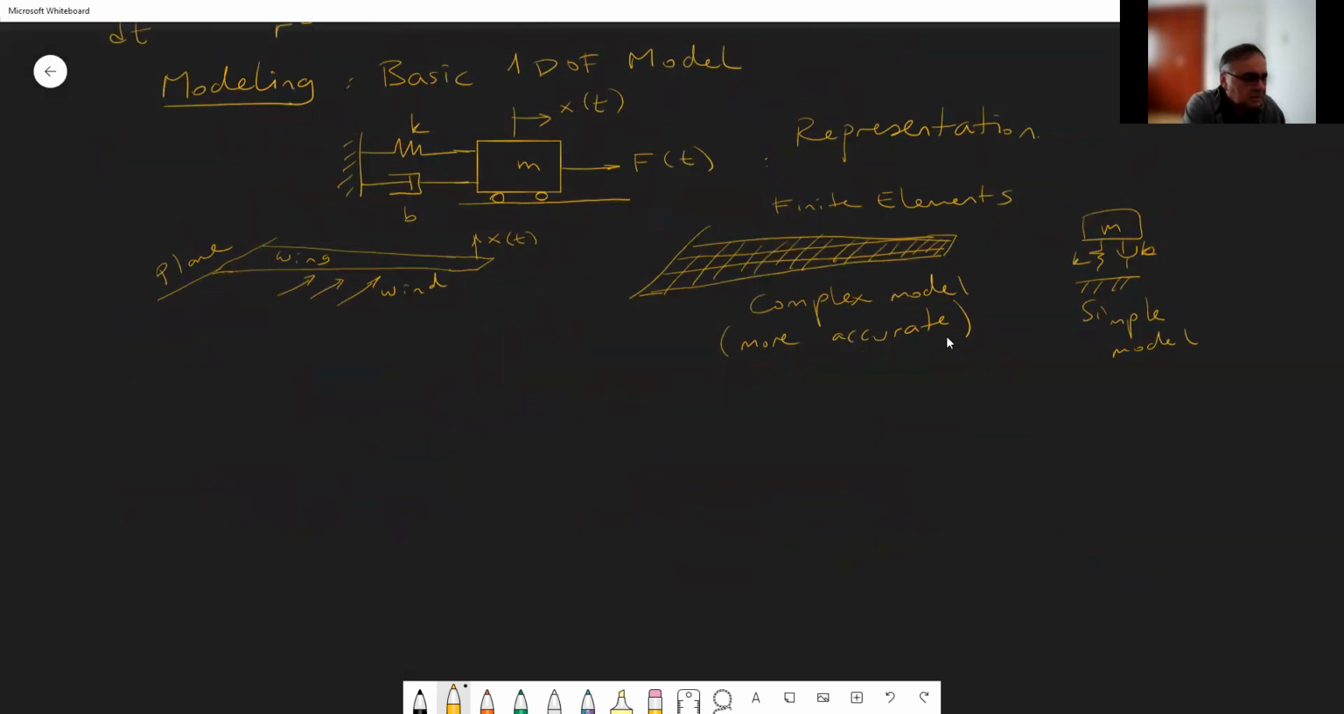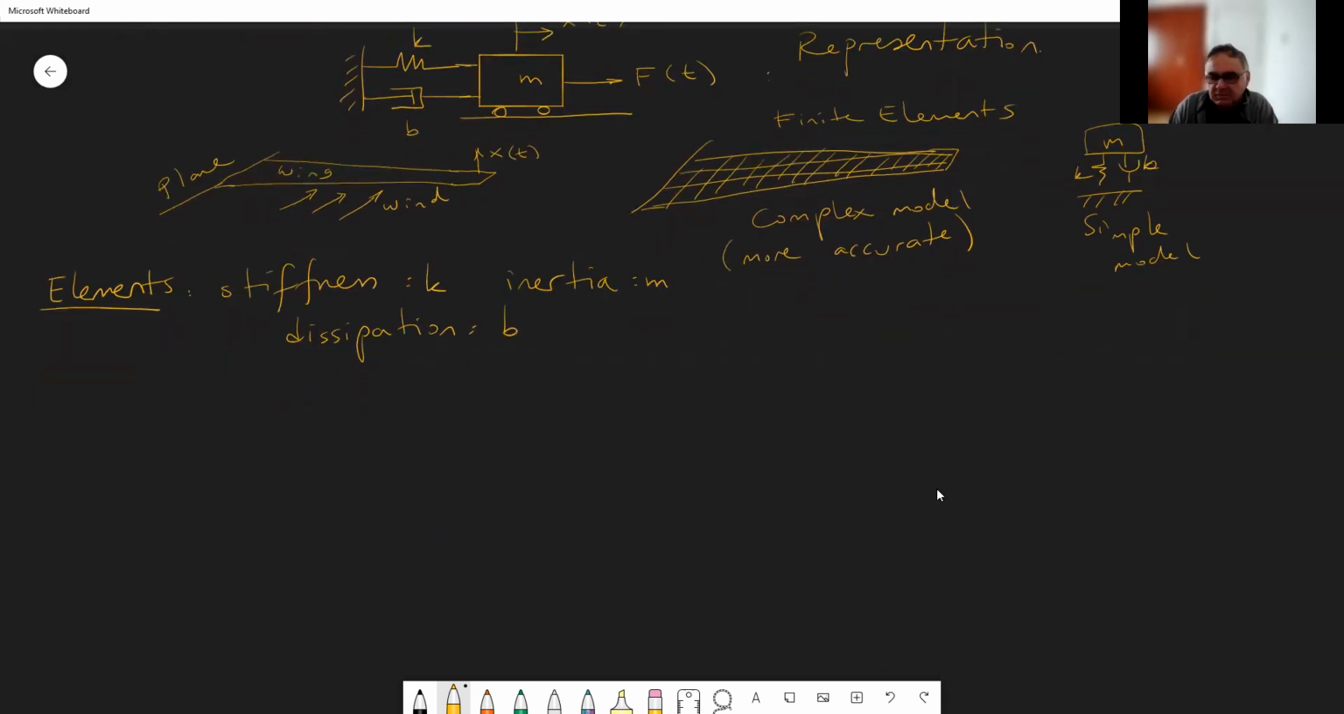So how do we model the spring effect, for example? The elements are here: stiffness, which is K, the inertia, which is M, and the dissipation, which is B. Okay. But let's go through them very quickly one by one, especially the stiffness, because the stiffness is kind of important.